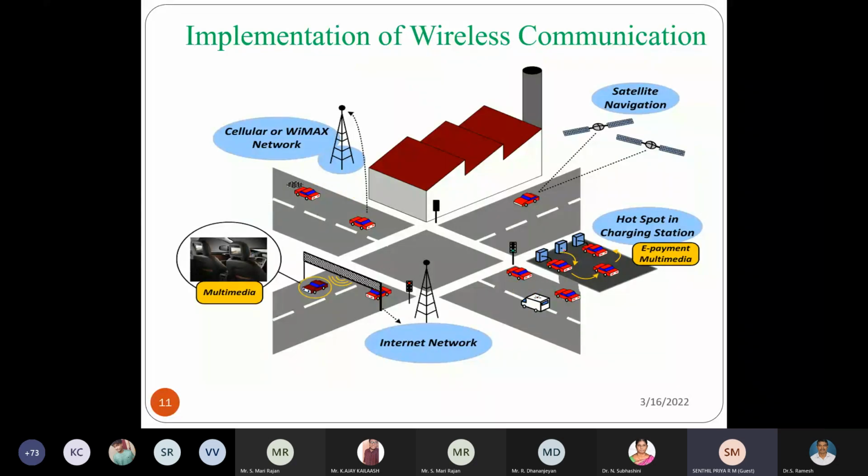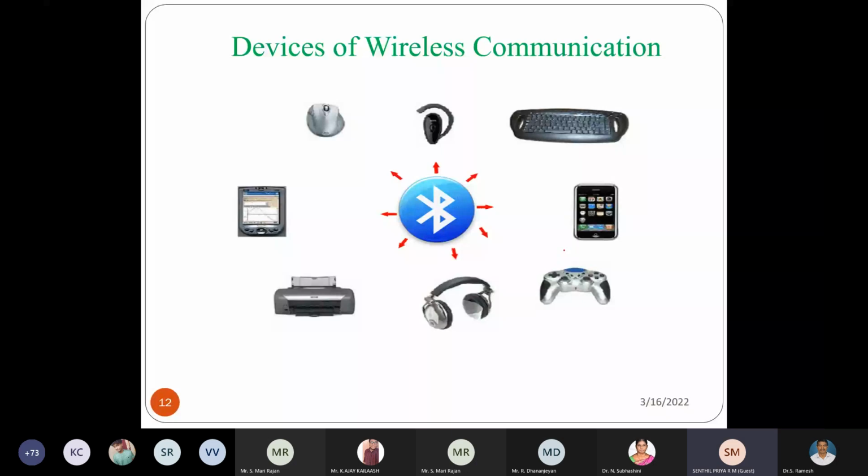Then we are using e-payment. Nowadays we are not going for ATM also. We are going for PhonePe and Google Pay systems. So everything is implemented, and it is possible because of wireless communication. And these are a few devices of wireless communication: a mouse, Bluetooth headset, Bluetooth keyboards, and mobile phone systems. And again, games, joysticks, earphones, Wi-Fi printers, then PDAs, personal digital assistants. Everything is working under wireless communication.